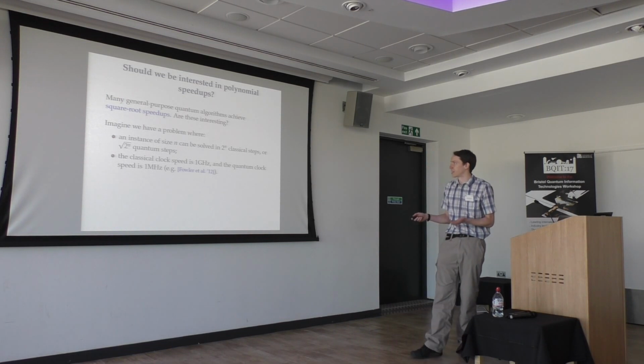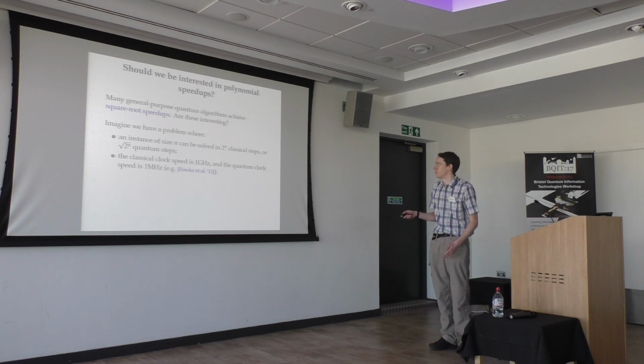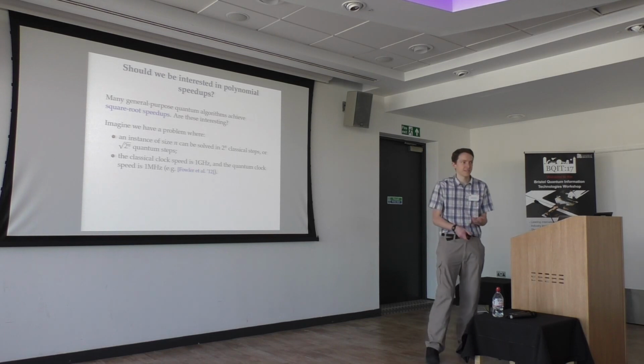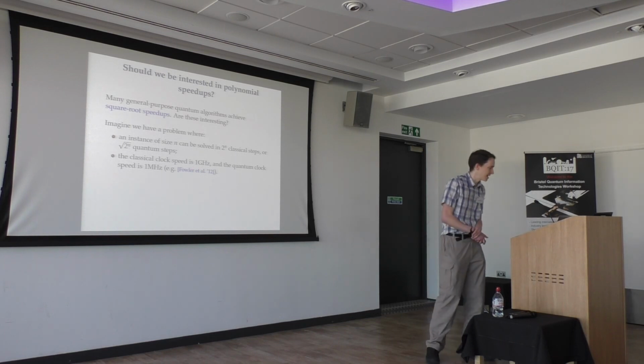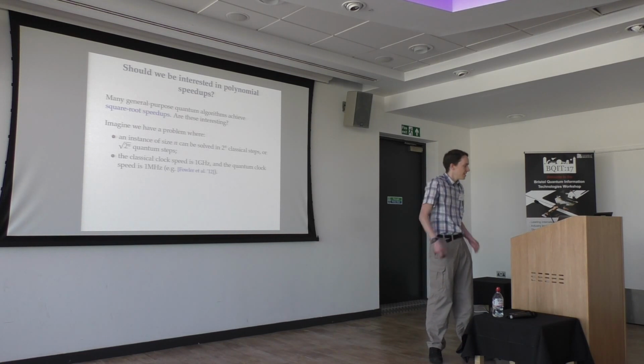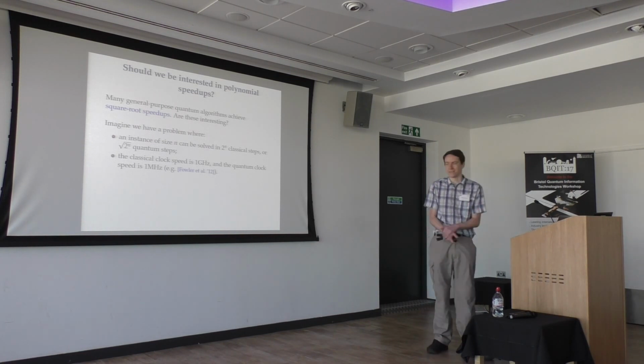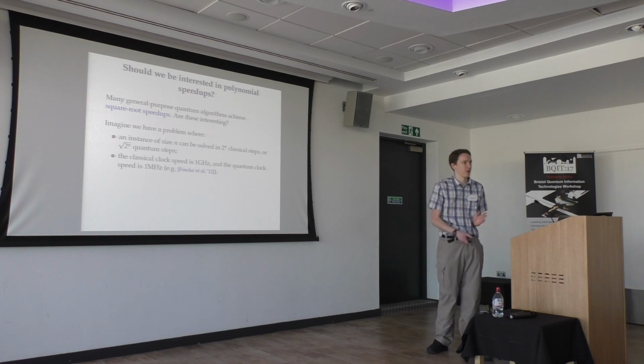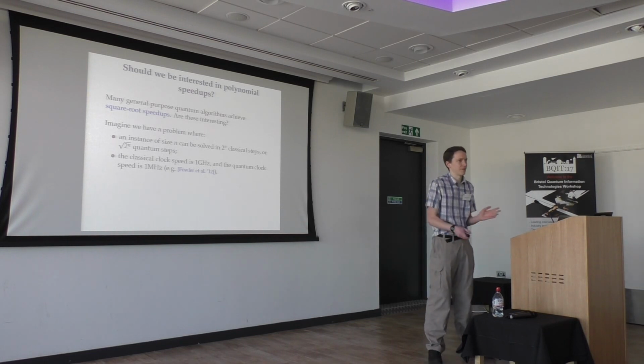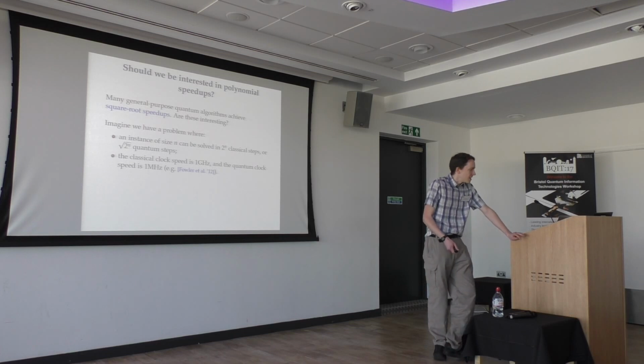So imagine we've got a classical computer, which might be your laptop, that has a clock speed of 1 gigahertz, let's say. So what I mean is it can do one elementary operation in 1 nanosecond. And this is obviously slightly slower than the clock speed in your laptop, but you might imagine there's some overhead to do with the operating system or some other hardware-related things.